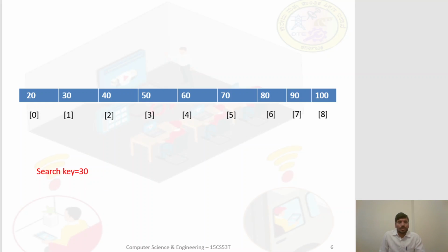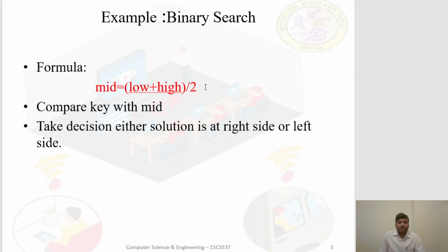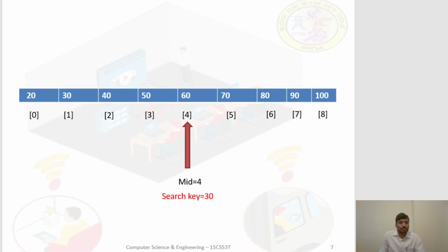But in binary search, we find the mid position. So what is the formula for the mid position? Mid is low plus high divided by 2, where low is a of 0 and high is n-1. Hence after finding the mid value, you will get the mid position as 4, whose value is 60.